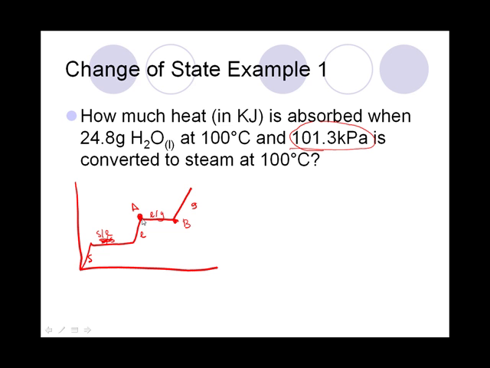And then if we are in this part of the phase diagram, I know that I'm using the heat of, in this case, vaporization. And heat of vaporization is a positive value because we're adding heat. We're going from left to right. And so this is 40.7 kilojoules for every 1 mole. Let's find out how much water we have.